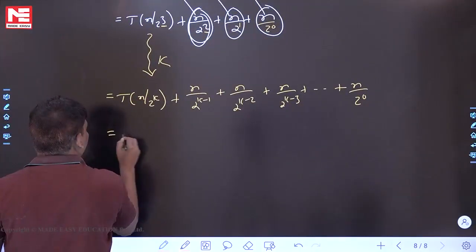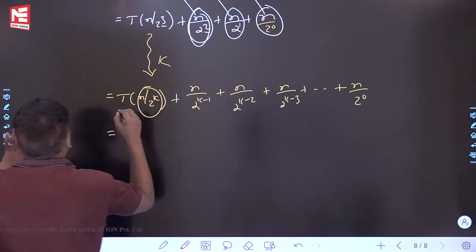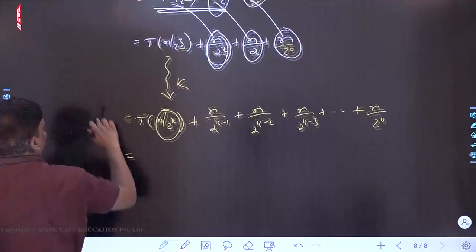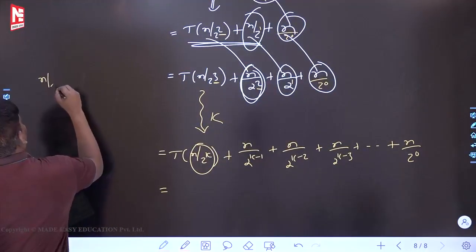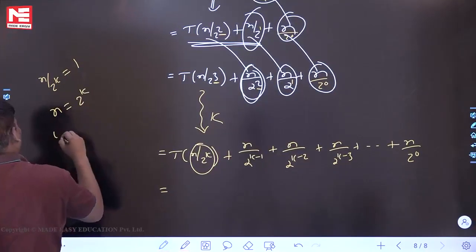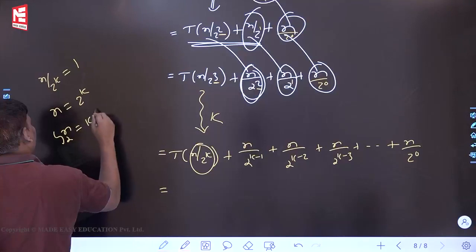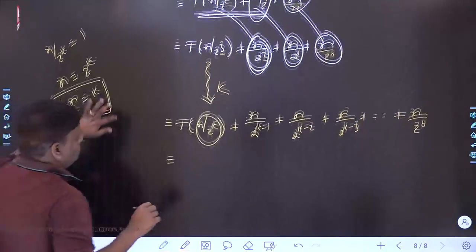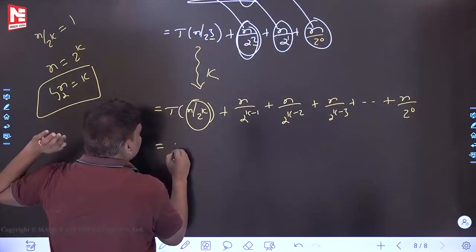Right, next one. This should be the termination. What is the termination? Please check yourself. I think 1. n/2^k is equal to 1, n is equal to 2^k, log n base 2 is equal to k. k is log n base 2. Right? This will become, what is the answer? T of 1.